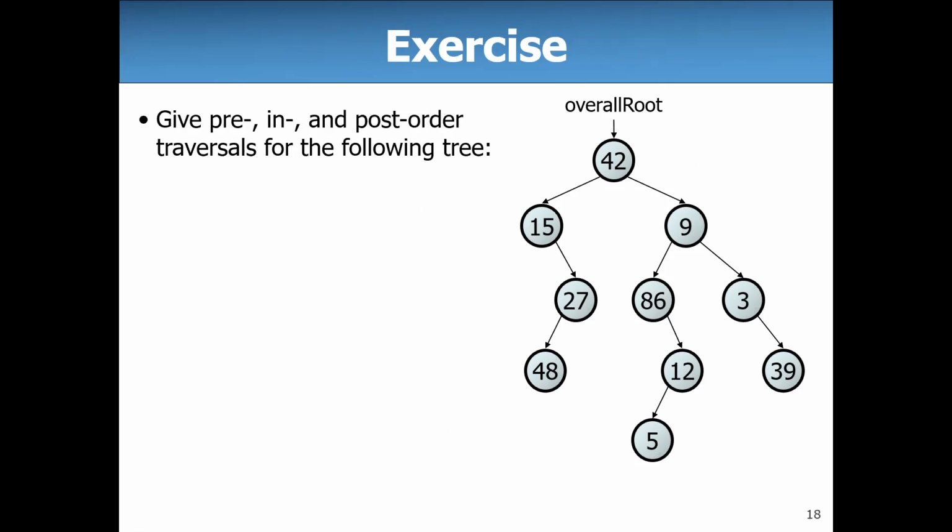I told you to remember it from root. That's easy if you remember it from root. Pre means root will come first, then left and right. In means left, root and right. Root will come in the middle. And post means root will come at the end: left, right, and then root. Write the pre-order for this overall tree. Pre-order.